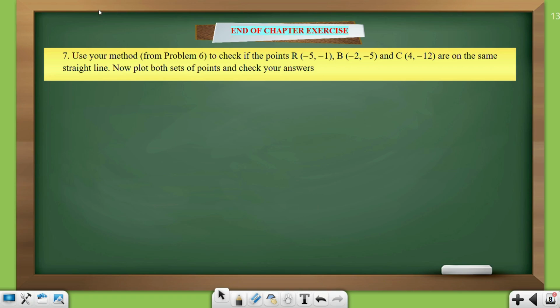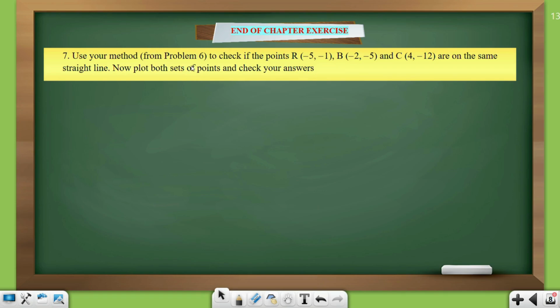In this video we are going to solve the 7th question of our end of chapter exercise. The question is: use the method from problem 6 to check if the points A(-5, -1), B(-2, -5) and C(4, -12) are on the same straight line. Now plot the points and check your answer.